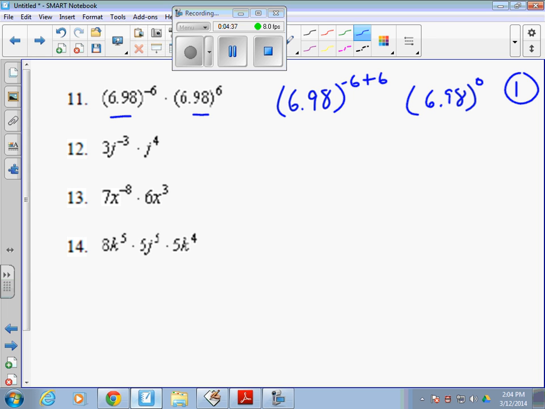3j to the negative 3rd times j to the negative 4th. You're multiplying the same bases, j and j. 3j to the negative 3 plus 4 becomes 3j to the positive 1, which is simply 3j.